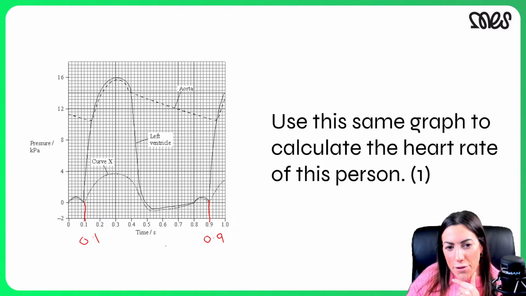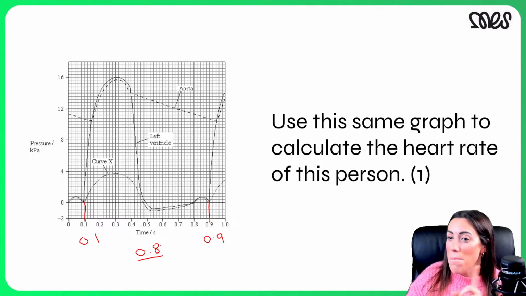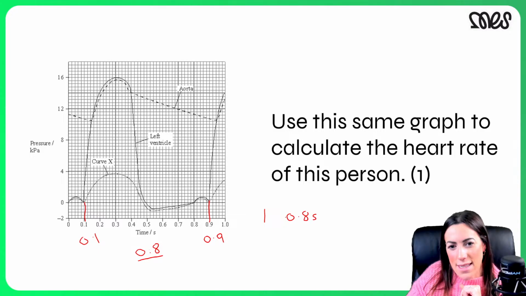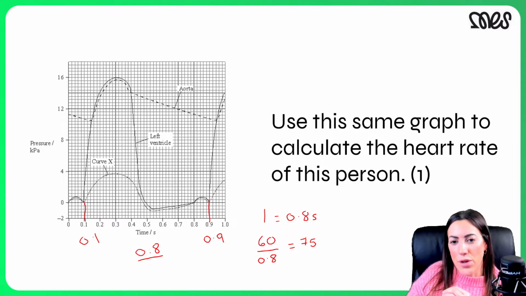Now, if I work out the difference between 0.1 and 0.9, which I actually don't need a calculator for, I can do a bit of maths. The difference is 0.8. So that's telling me that one cardiac cycle takes 0.8 seconds, one complete cardiac cycle. So heart rate is how many beats per minute, or how many cardiac cycles per minute. Now, obviously in a minute there are 60 seconds. So I just need to find out how many cardiac cycles would fit into a minute. So 60 divided by 0.8 would give us the answer of 75 beats per minute.